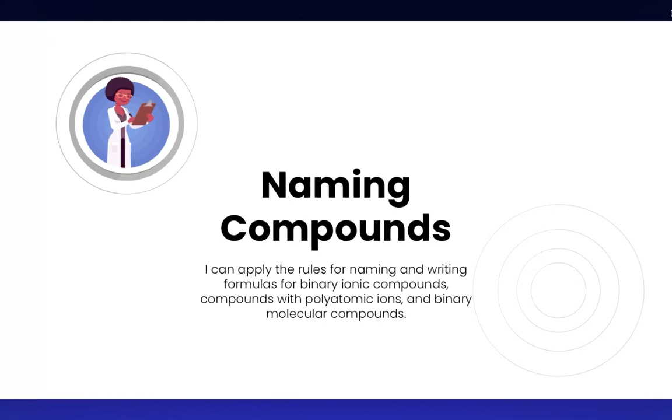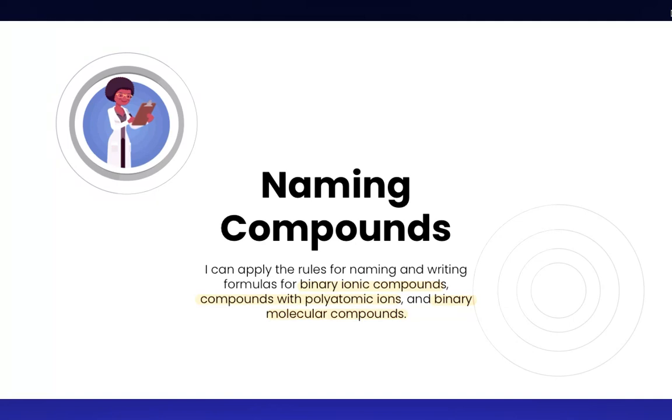Hello, chemistry students. Today we are going to talk about naming compounds. There are three different types of compounds we will name today. We will name binary ionic compounds, ionic compounds with polyatomic ions in them, and then binary molecular compounds.